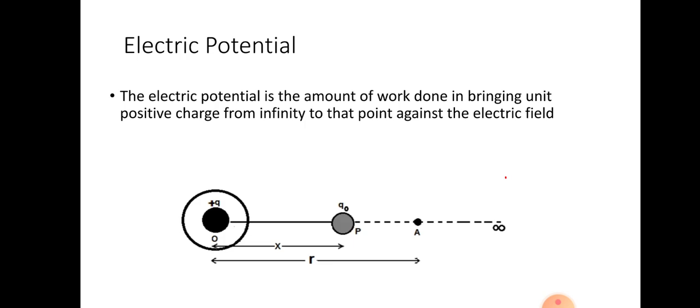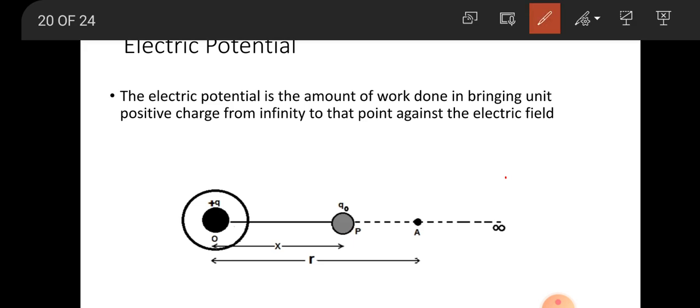Okay, so here there is one charge which is plus Q charge, which is placed at point O. Now there is a unit positive charge which is placed at infinity.